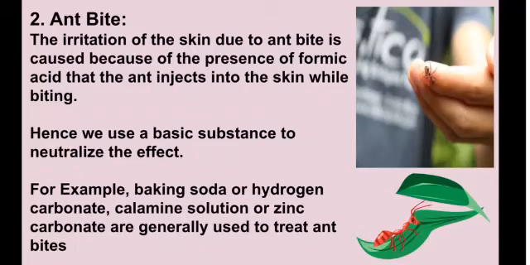So after an ant bite, if we want to get relief from it, simply apply baking soda on it, and after some time you will get relief from the itching. Okay, for example, baking soda or sodium hydrogen carbonate, calamine solution or zinc carbonate are generally used to treat ant bites, right? So next time if you get an ant bite, just apply some baking soda to get relief from it.